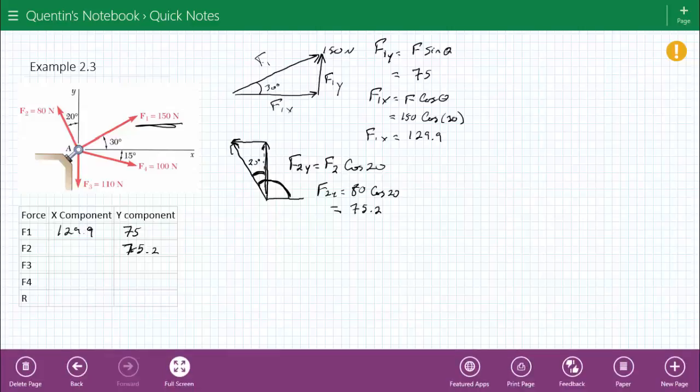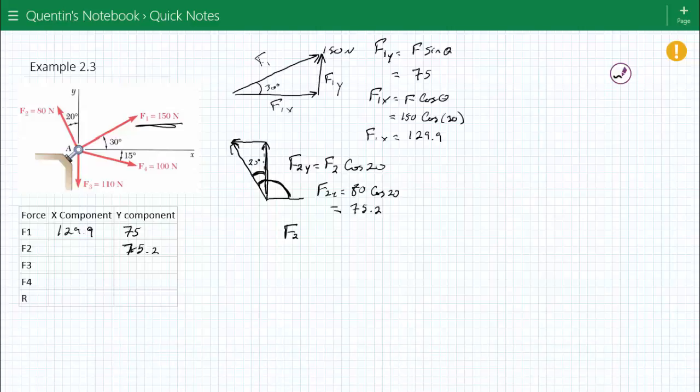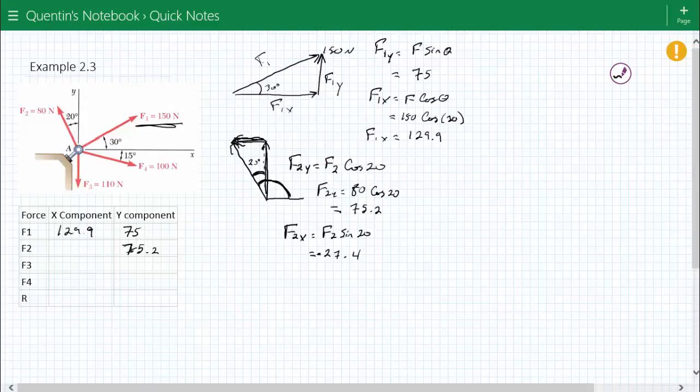Okay, now F2x is going to be F2 sine of 20. So this is going to be 27.4. But you'll notice this is in the negative direction, right? So it's a minus 27.4. Well, does that make sense? Yeah, it does. Minus 27.4. Again, if you were to define this whole angle right here, then you would get that automatically with the F2 cosine theta. But we're using the trig and doing it from there.